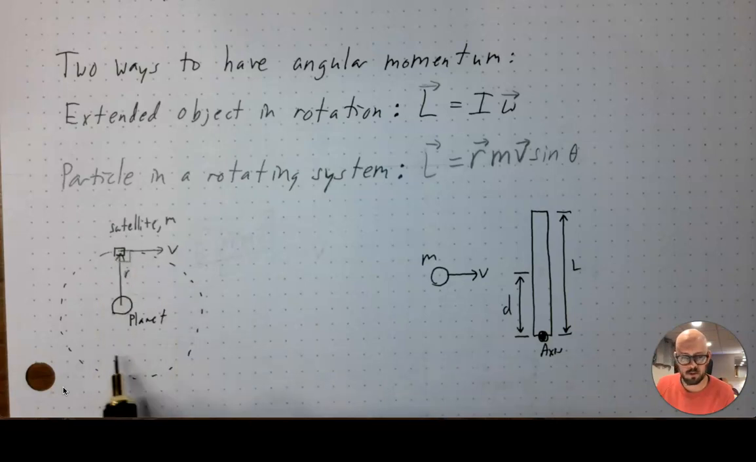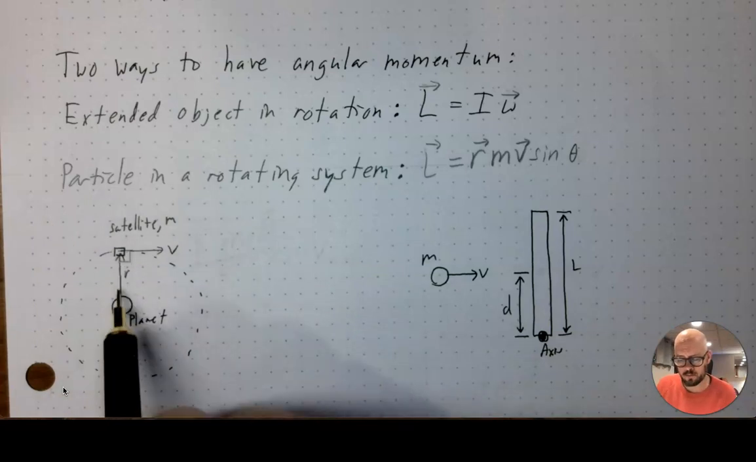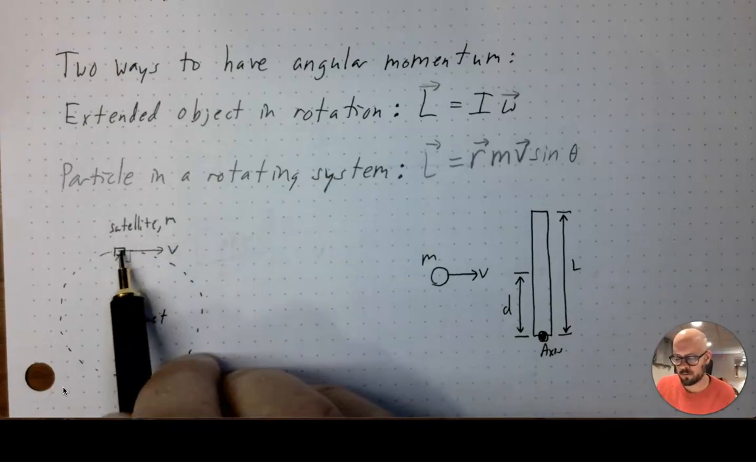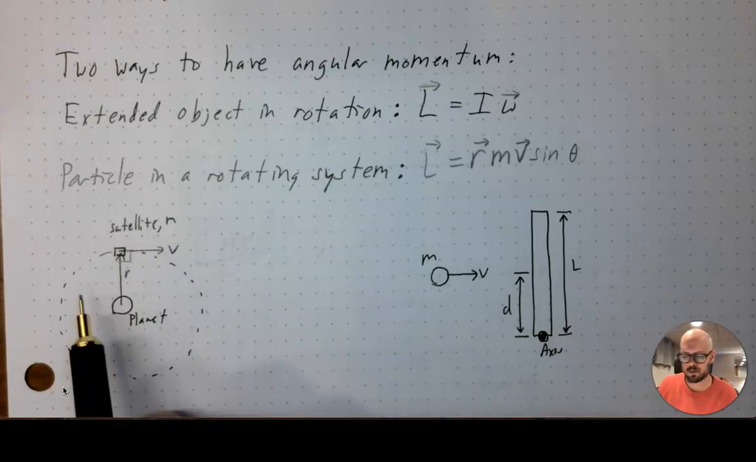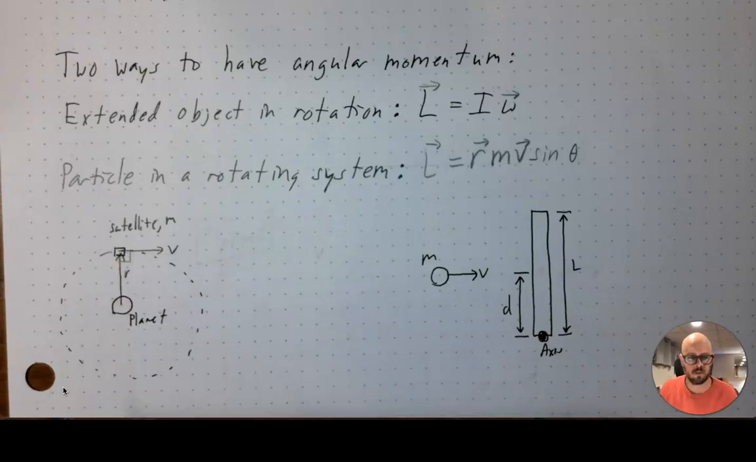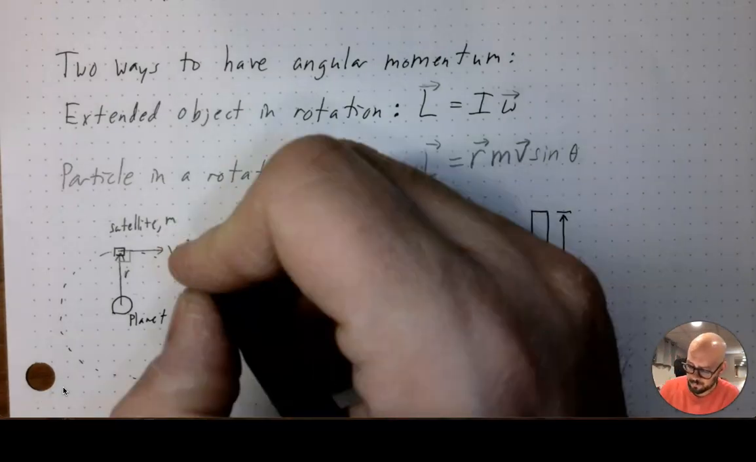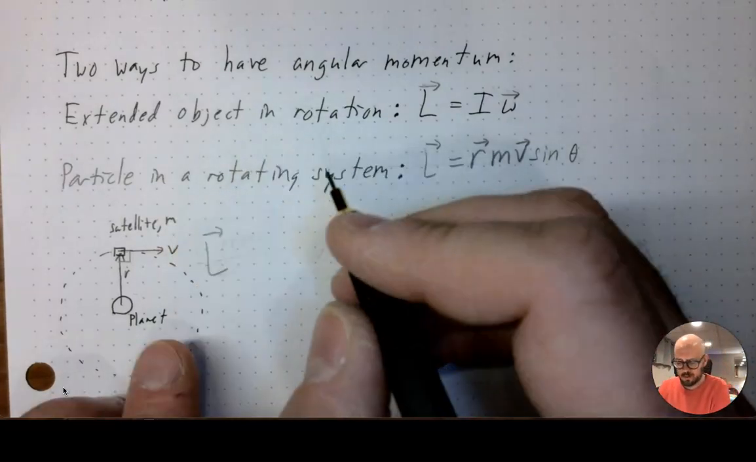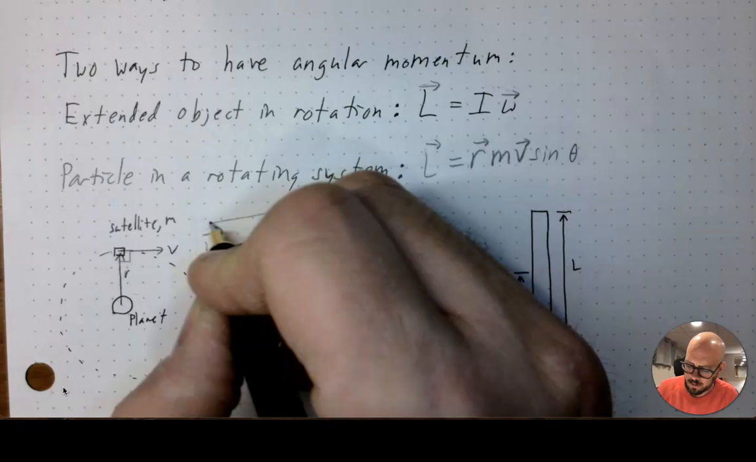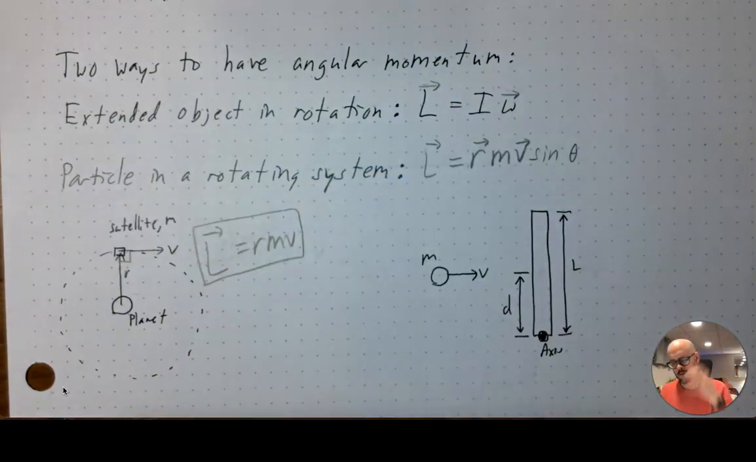We have a satellite in a circular orbit around a planet. Because it's a circular orbit, there's a constant value of r, the distance between the planet's center and the satellite's center. There's therefore also a constant speed because it's a circular orbit. And because it's a circular orbit, the angle between these two vectors is always going to be 90 degrees. So the angular momentum of this satellite is just going to be r times mv. And so that's nice and simple. Constant distance away and constant magnitude of linear momentum.